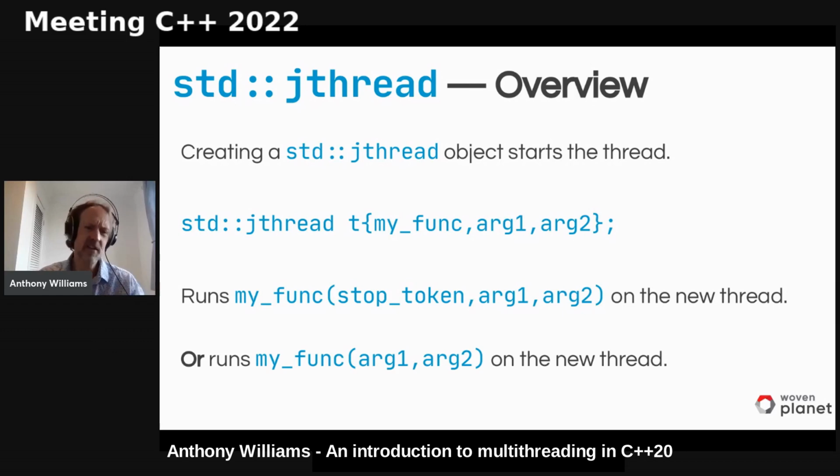Obviously, if your function doesn't take a stop token, then it's backwards compatible with standard thread. So you can just use it as a drop-in replacement, and it will just call myfunc with the arguments you supply. But first, it checks to see whether your function will take a stop token, because it's trying to integrate with that cancellation facility.